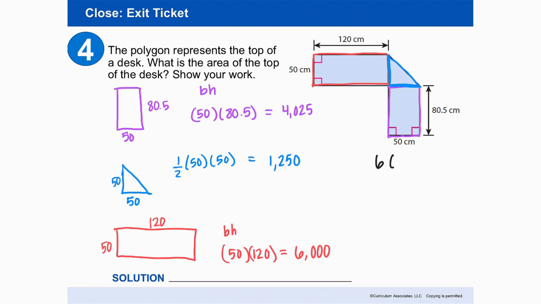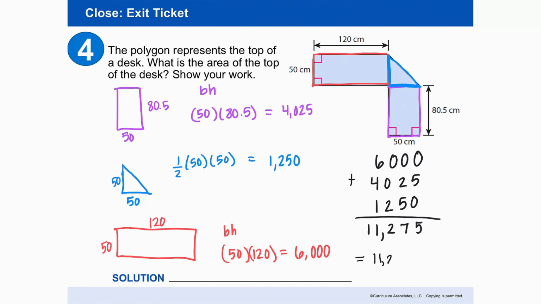So we'll start with the largest value, which is 6,000. Then we'll go with 4,025, 1,250. Okay, we'll add all those up. 5, 7, 2, 6, and 4 is 10 plus 1 is 11. Then we're going to put our place value marking. Ones, tens, hundreds, thousands. So we'll put a comma here. All right. So our area would end up being 11,275 centimeters squared.